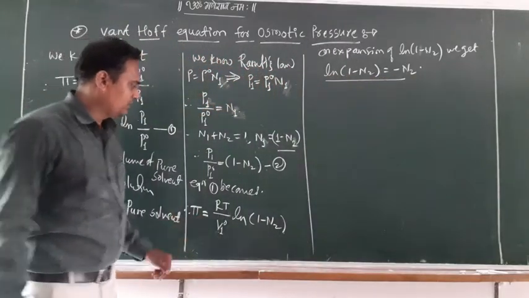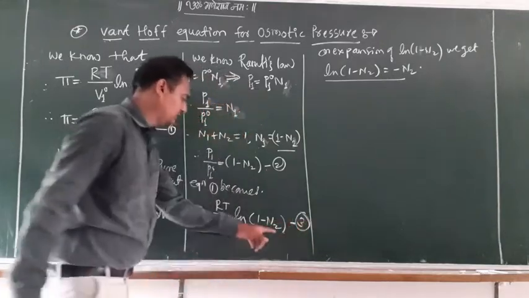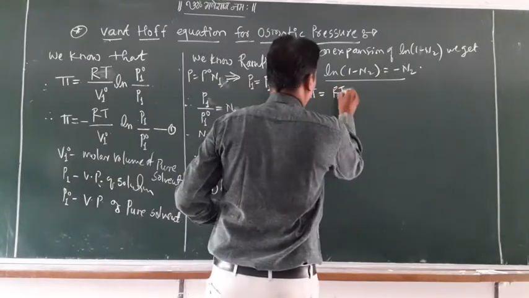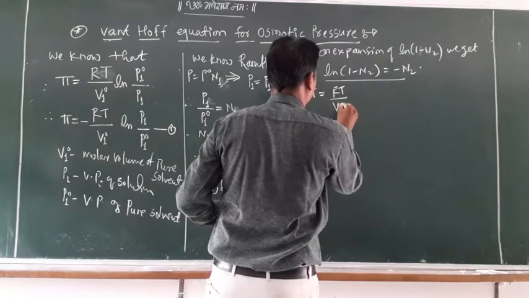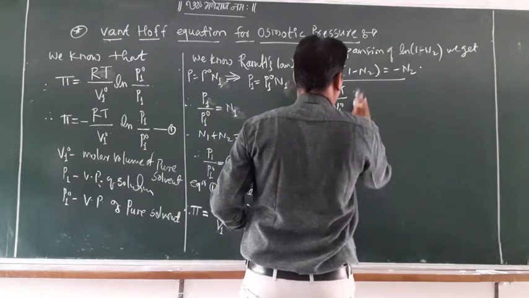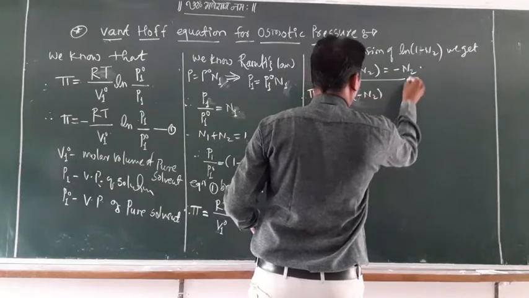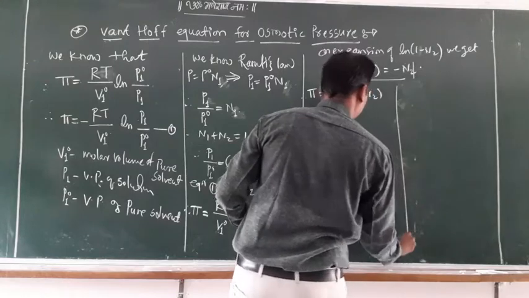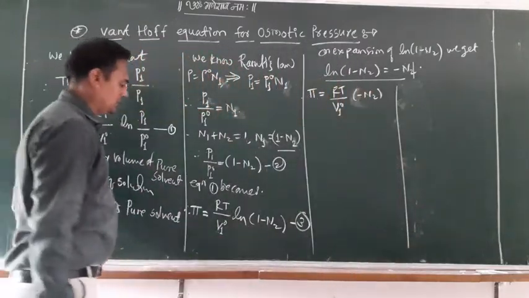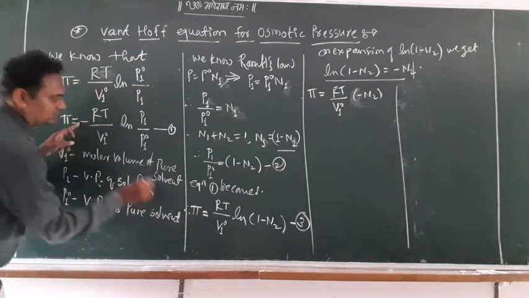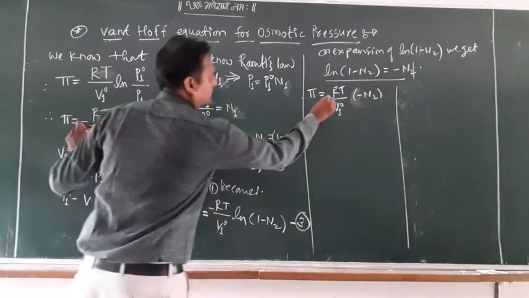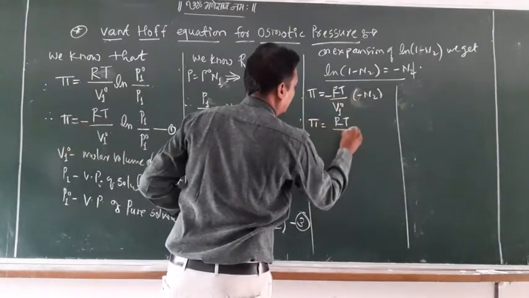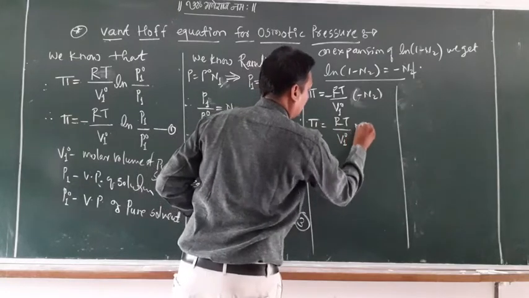Okay, so we know ln of 1 minus N2 is equal to minus N2. So this is equation number 3. So equation 3 becomes pi is equal to RT upon V1 naught into minus N2. Here we have a minus sign, and here also we have a minus sign. Minus times minus is plus. So pi is equal to RT upon V1 naught into N2.